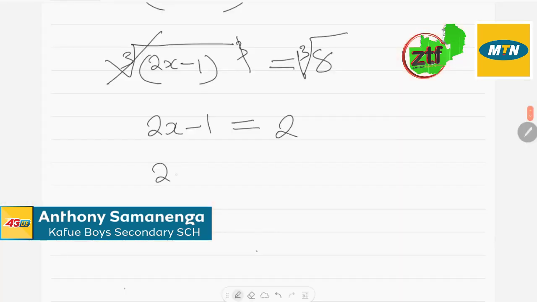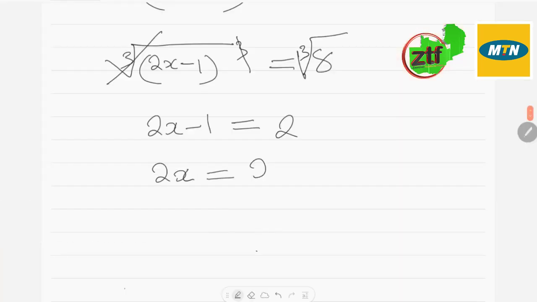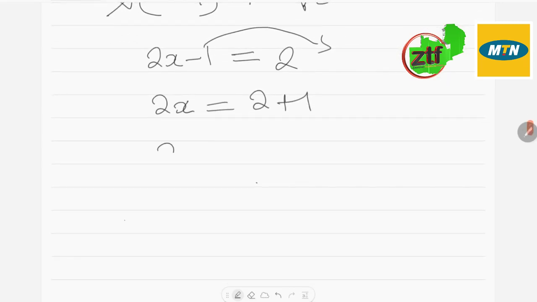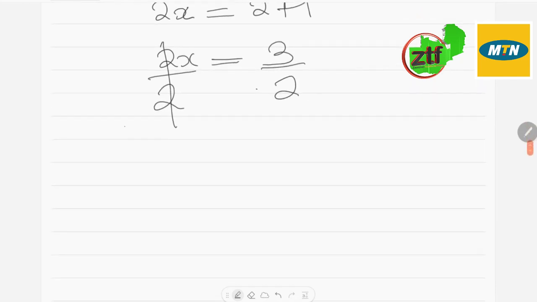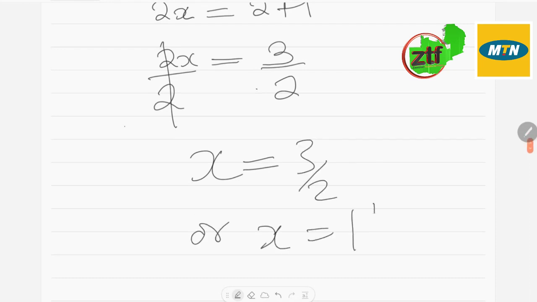And then you can smile to say 2x equals 2. Transpose this to this side. You have plus 1. Then you have 2x equals 2 plus 1, which is 3, divided by 2 on both sides. And your answer, x equals 3 over 2, or you say x equals 1 and 1 over 2.